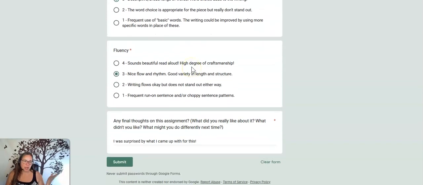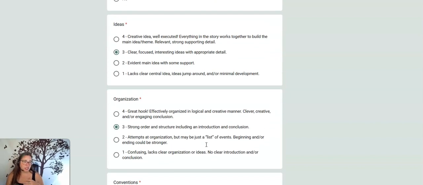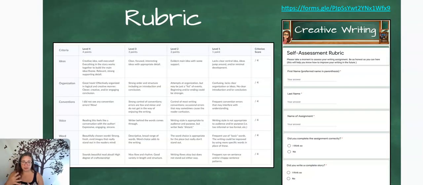And then find any final thoughts, anything you really liked, didn't like, what you might do different. Again, the point of this is really getting you thinking about your own writing. I will not change my score based on what you put here, but it'll help you to see what you can do next time to get even better. It's all about growth, okay? So that is the way you will be graded.